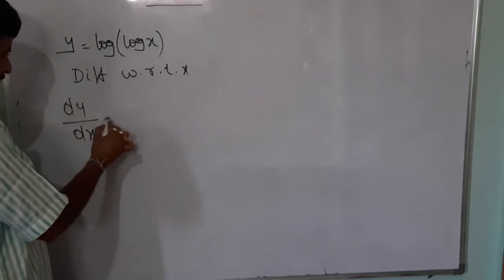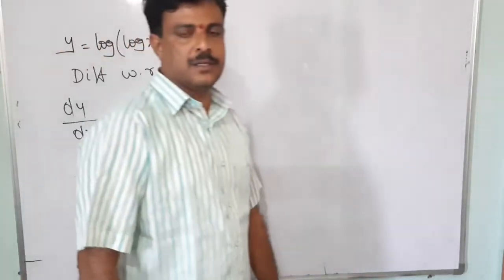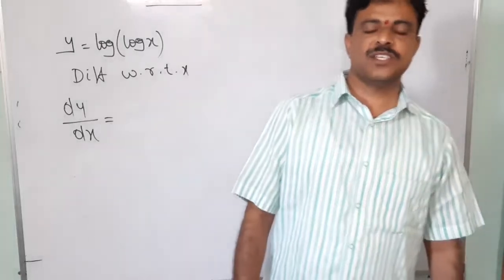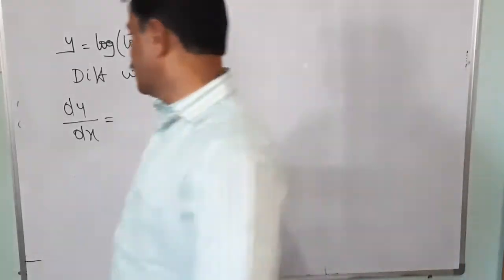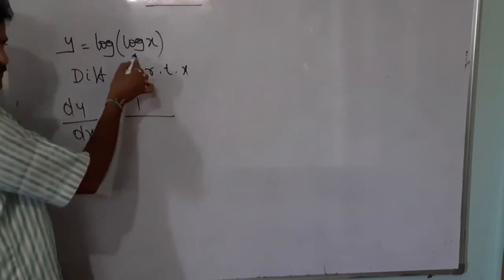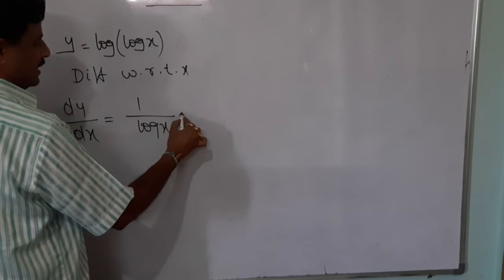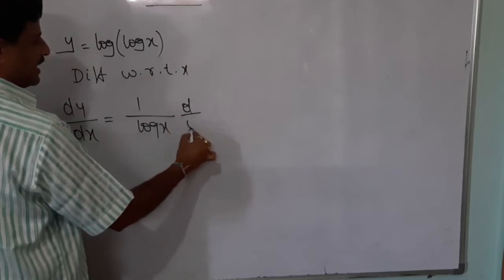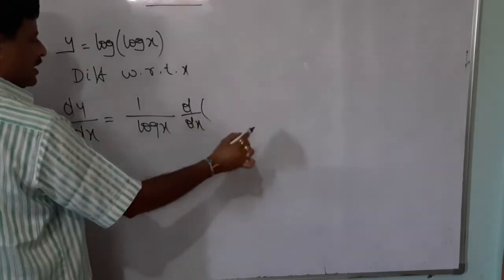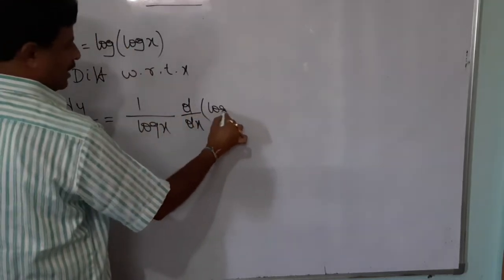dy by dx is equal to, so this is in the form of a log x. What is the differentiation of log x? 1 by x, 1 divided by x. In the place of x is equal to log x, into d by dx of log x. Whatever we treated as x, you write here log x.